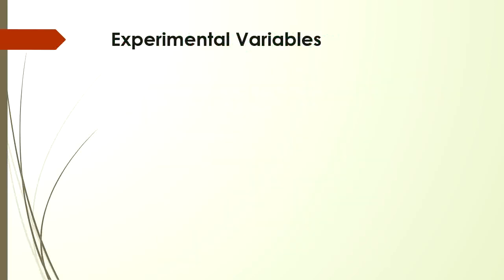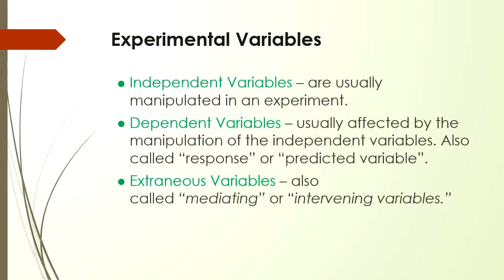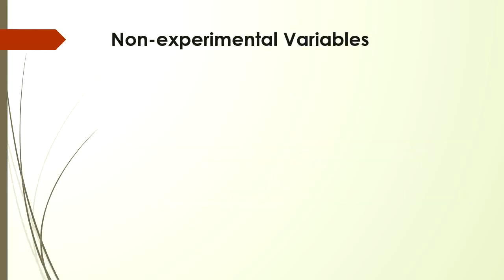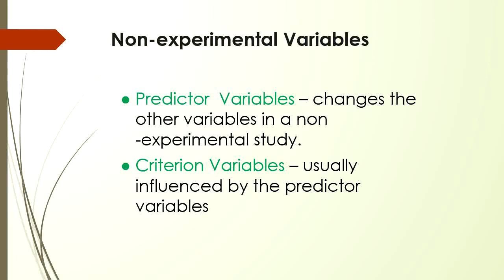Experimental variables. Independent variables are usually manipulated in an experiment. Dependent variables are the ones affected by the manipulation of the independent variables, also called response or predicted variables. Extraneous variables are also called mediating or intervening variables. Other sources also call them confounding variables. Non-experimental variables. Predictor variables change the other variables in a non-experimental study. Criterion variables are usually influenced by the predictor variables.